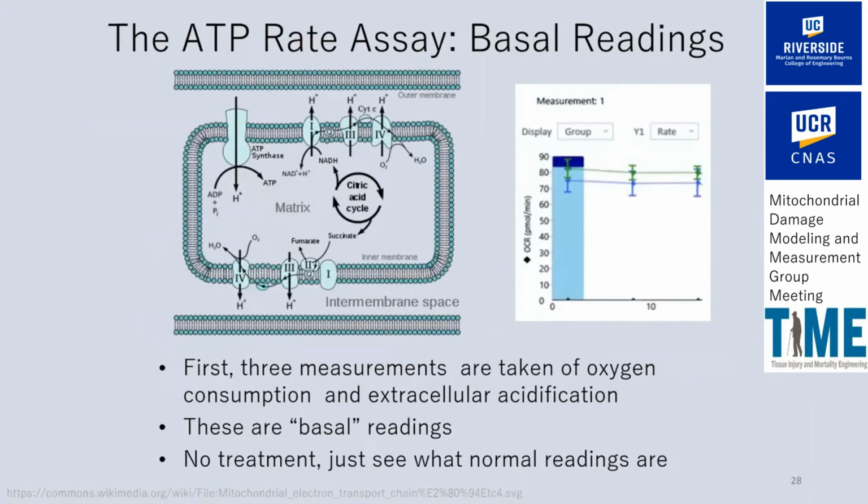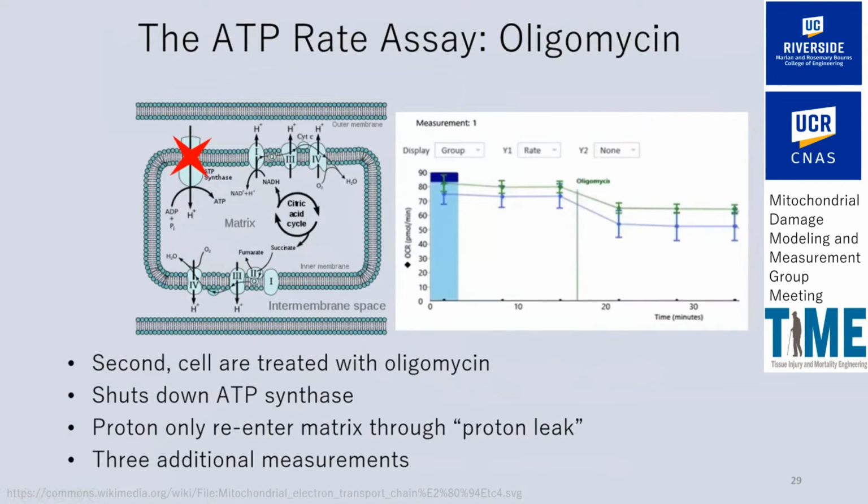So here's how this works. Much like the Mito stress test, 3 measurements are taken of oxygen consumption and critically extracellular acidification as well. That's that pH measurement that we talked about. Now, these are just the basal readings just to see what normal readings are under normal conditions. This graph here is showing OCR, like you saw in the Mito stress test. Then cells are treated with oligomycin, just like in the Mito stress test.